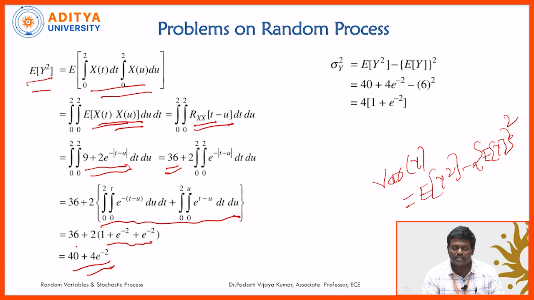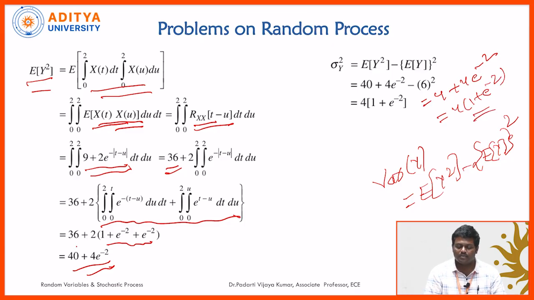So, now finally we need to compute the variance, expectation of y² minus expectation of y whole square: 40 + 4e^(-2) minus 6². So, 4 + 4e^(-2). If you separate 4, the variance is 4(1 + e^(-2)).